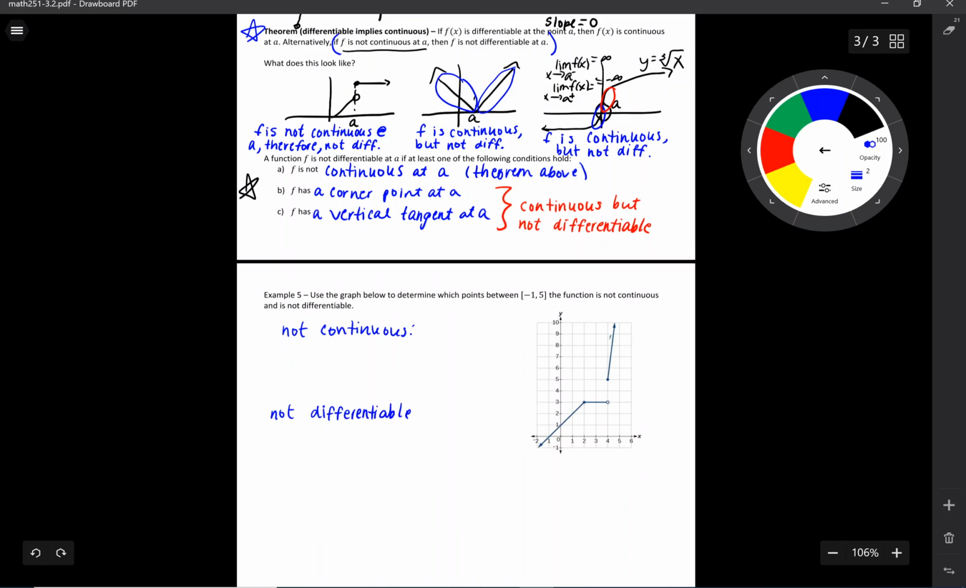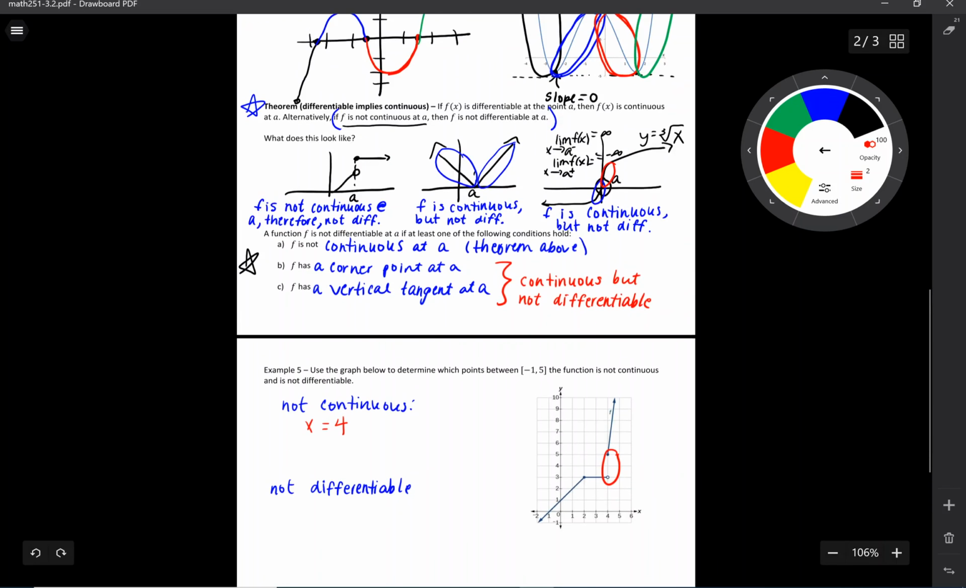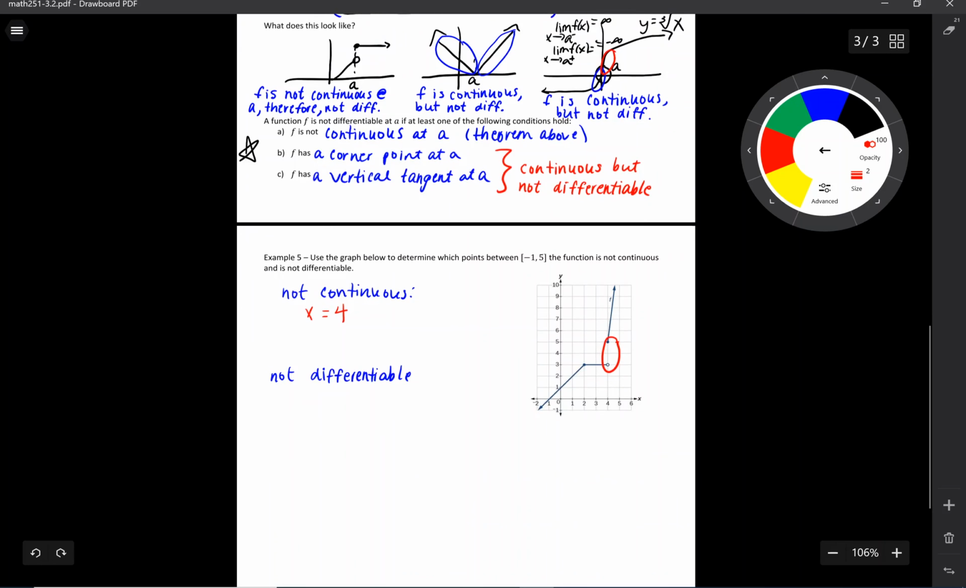So where am I not continuous? I only have one place that I'm not continuous. It's right here at the point 4. I have a jump discontinuity. So I am not continuous at the point x equals 4. And by this theorem, it says if I am not continuous, then I am not differentiable. So because I am not continuous at this point, I am also not differentiable at x equals 4, since I am not continuous.